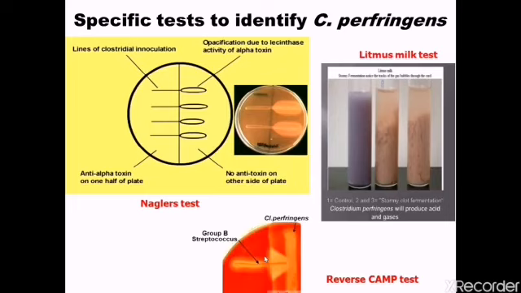Reverse CAMP test. In this case, you will apply group B streptococcus on blood agar, and you will streak Clostridium perfringens perpendicular to it. Incubate this, and you will notice an arrowhead formation, which points towards Clostridium perfringens. And this is because the alpha toxin of Clostridium perfringens interacts with the CAMP factor of this group B streptococcus, so there is synergistic hemolysis.